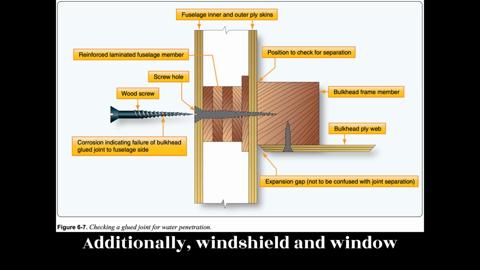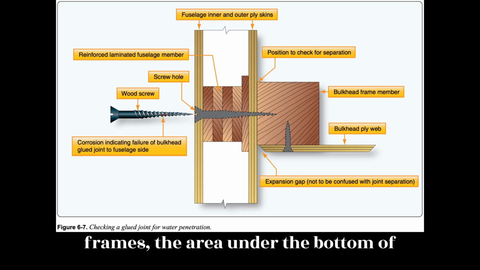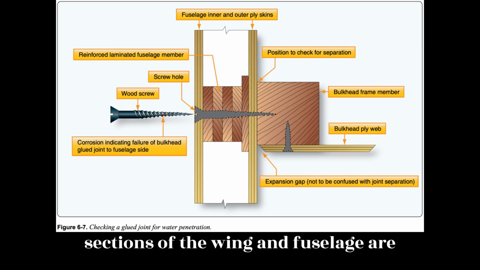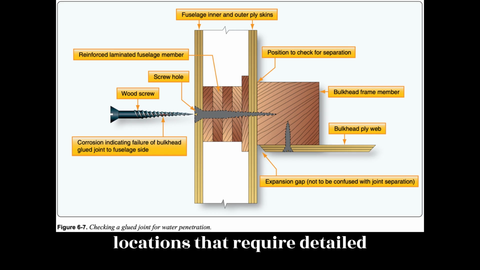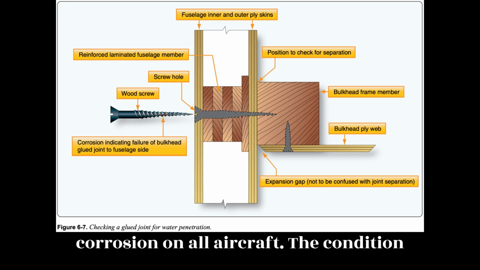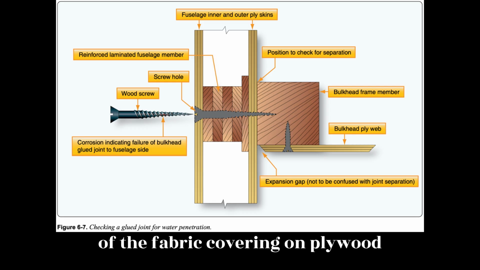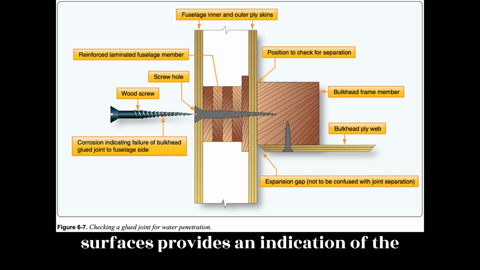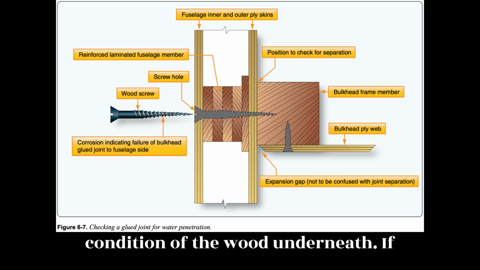Additionally, windshield and window frames, the area under the bottom of entrance and cargo doors, and the lower sections of the wing and fuselage are locations that require detailed inspections for water damage and corrosion on all aircraft. The condition of the fabric covering on plywood surfaces provides an indication of the condition of the wood underneath.